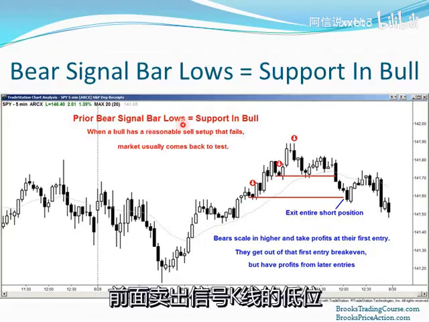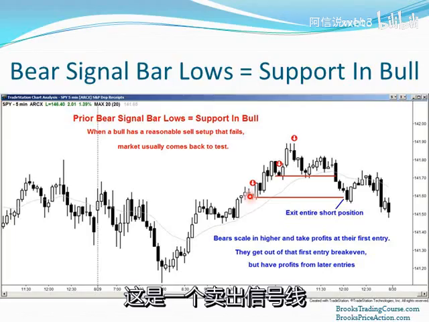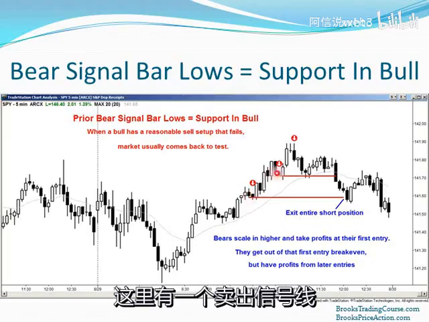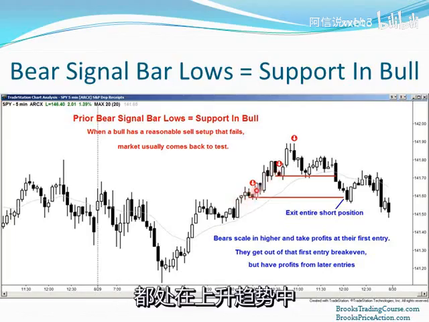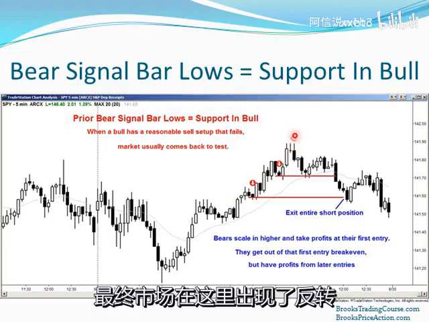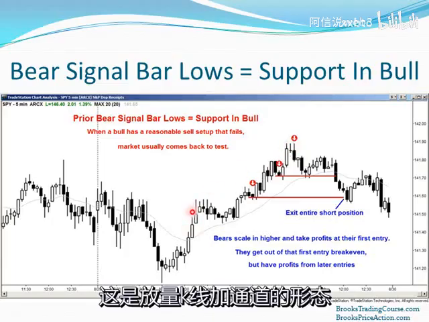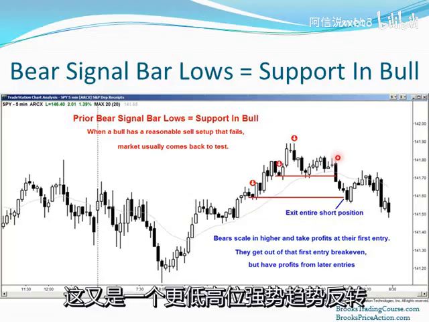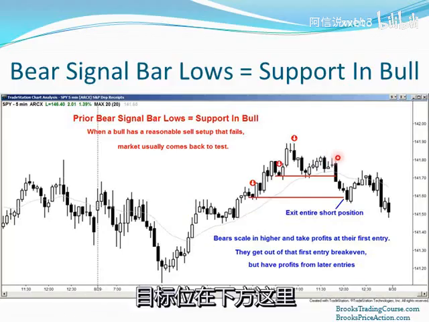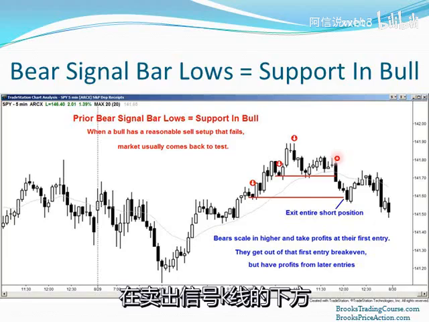Prior bear signal lows, okay? We have a sell signal, a bear signal bar here. We have a bear signal bar here, and a bull trend, and the bull trend keeps going up. Eventually, the market reverses. This is a parabolic buy climax at the top of a spike and channel pattern, and then we have a lower high major trend reversal. Targets on the downside are failed sell signals below.